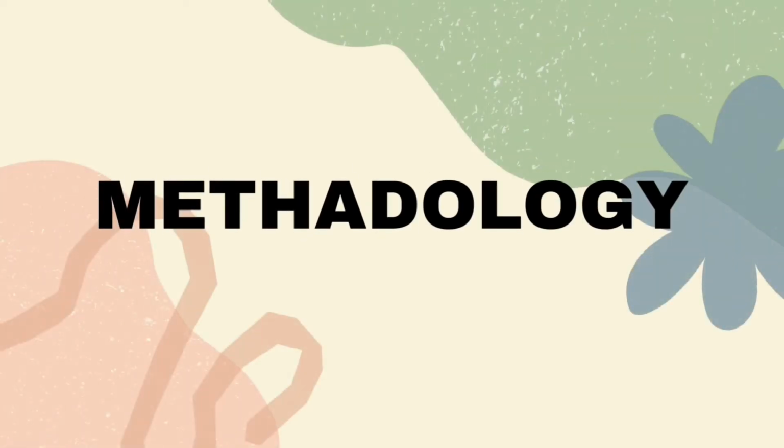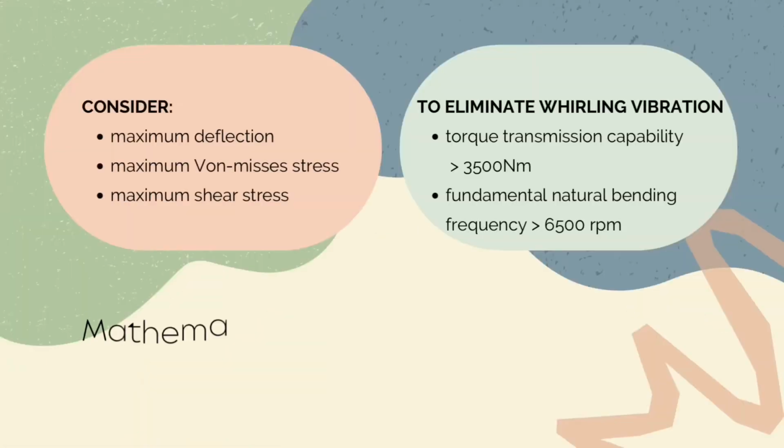Next, the methodology part. The mathematical analysis considers all of the variables such as maximum deflection, maximum von Mises stress, maximum shear stress, and so on. All of the calculations are done by hand. To avoid whirling vibration, the torque transmission capability of the drive shaft should be larger than 3,500 Nm, and the fundamental bending natural frequency of the drive shaft should be greater than 6,500 revolutions per minute.